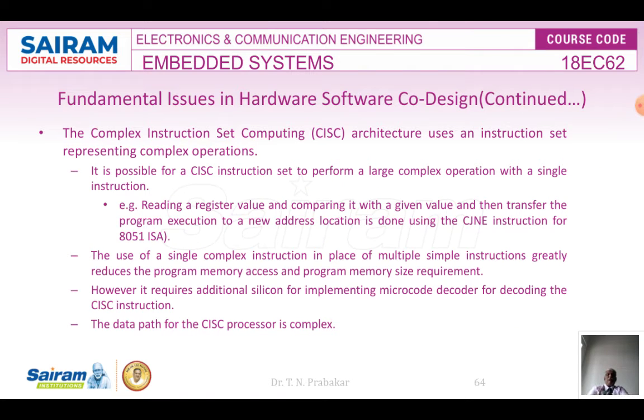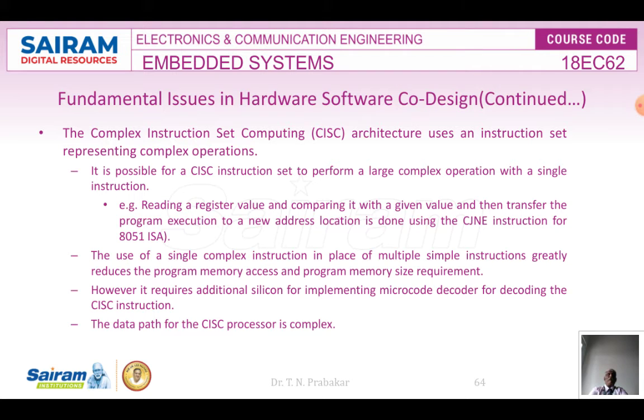The complex instruction set computing, already we have discussed this, so I will not repeat the same thing. One example they have given for the CISC processor is the 8051, right? When the instruction is complex, what happens? The number of instructions will be reduced because each and every instruction will be doing multiple functions, right?